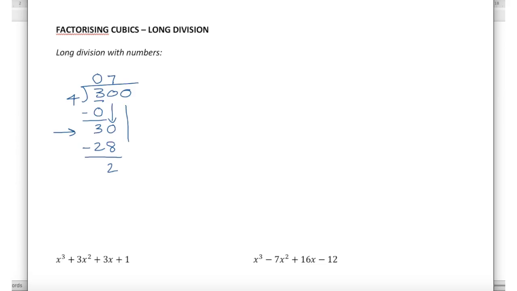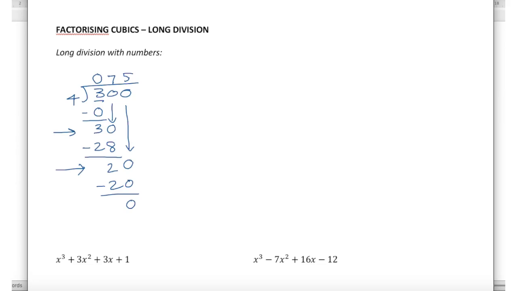of 2. Bringing down the next value, looking from here, how many 4's go into 20? Well, 5 4's go into 20, so 5 times 4 is 20. Taking that away, we've used all the values with a remainder of 0. We have our answer of 75.